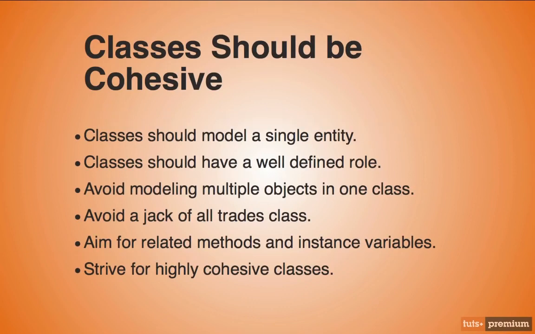Now, when you're creating your own classes, they should be cohesive. This means that they should model a single entity and be very focused with a well-defined role. You don't want to try to represent two different objects or entities in one class. Nor would you want your class to be accomplishing many different types of tasks. The class should be very goal-specific, trying to solve one problem, not a jack of all trades. Instead, all of the methods and instance variables or properties of the class should be similar and related to one another, giving your class high cohesion.